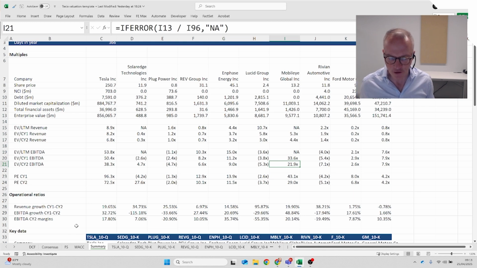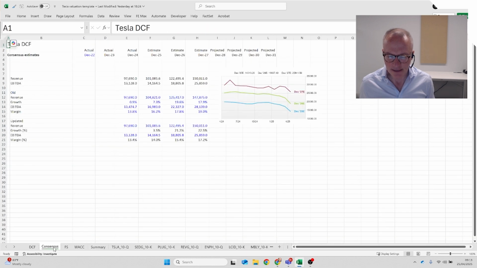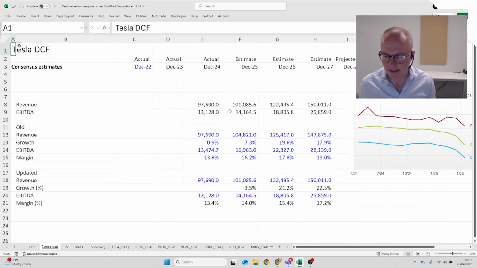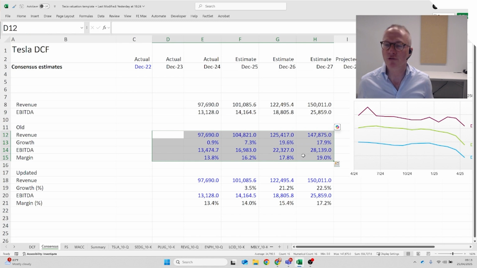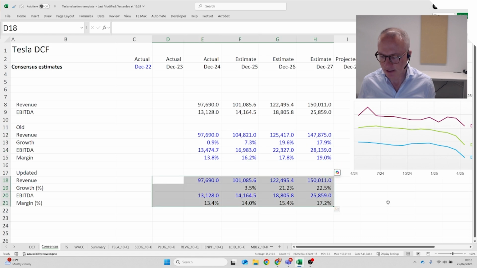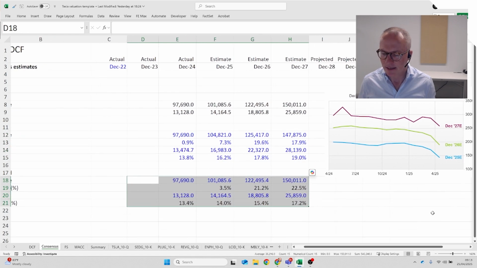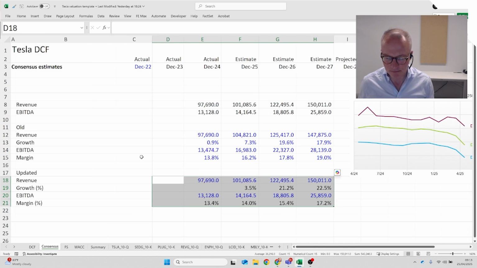I've got a few pieces of information here. I've got a set of consensus estimates, and I've actually taken two sets. One is the old consensus estimates before the recent drop in the forecast for Tesla's earnings, and then I've got the updated consensus estimates here. You can see there's been a real decline in the consensus projections for Tesla, so I'm going to value it on both those bases.